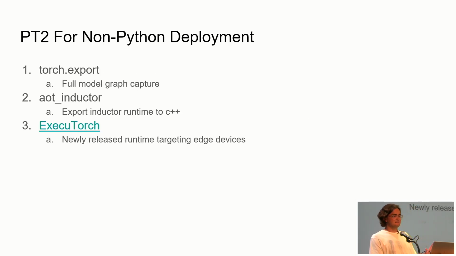And also note PT2 for non-Python deployment. As I mentioned, torch.export, which will take your PyTorch program and create a single executable graph. We're working on AOTInductor for taking the Inductor codegen and exporting it to C++. And there's also this newly released ExecuTorch, which is a runtime targeting edge devices, so very low memory and latency, and optimized for edge compute.